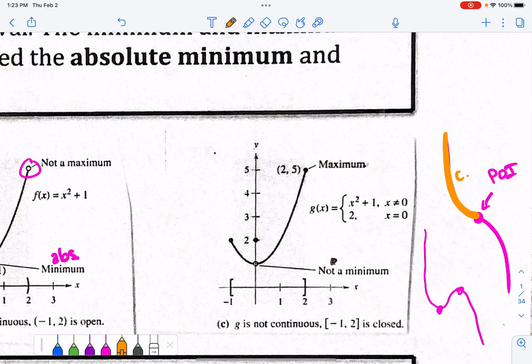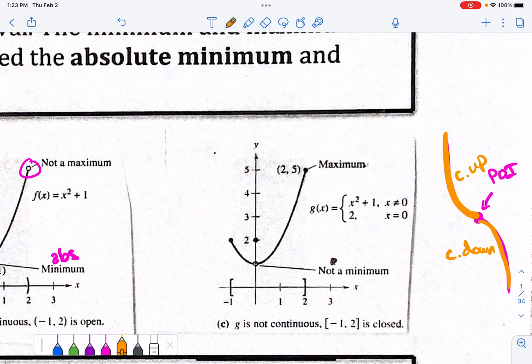So this is caving up. This is caving down. Concavity. Concave up and concave down. So sometimes you will have a place where it looks like it might be a max or a min, but it's not. It's just a change in concavity.